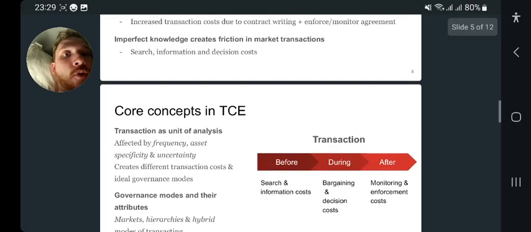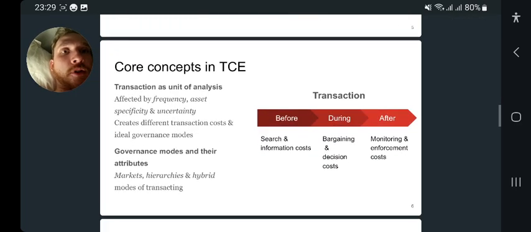And so the core concepts in transaction cost economics: it's based on the transaction as the unit of analysis. In neoclassical economics, you view the good as the unit of analysis, but here it is the transaction. And this is affected by frequency, the asset specificity, and the uncertainty of the transaction. And this creates different transaction costs and different ideal governance modes.